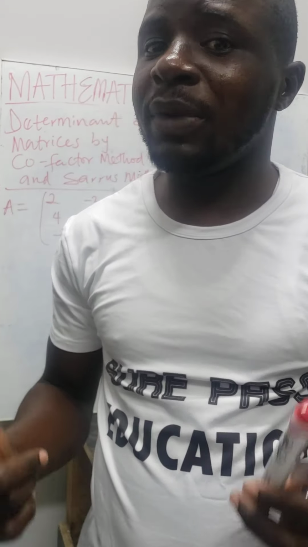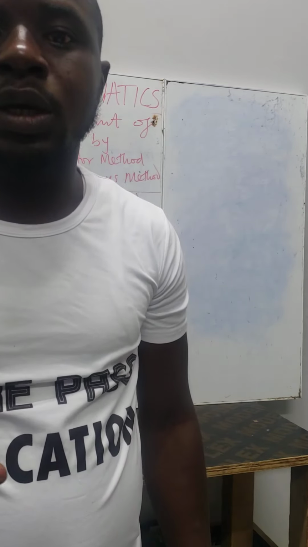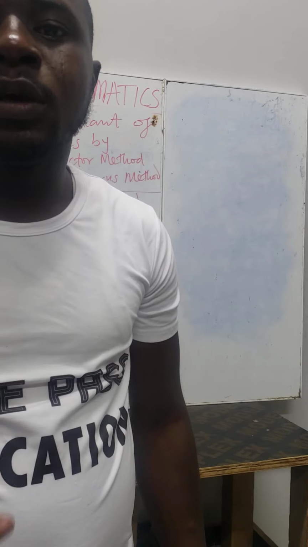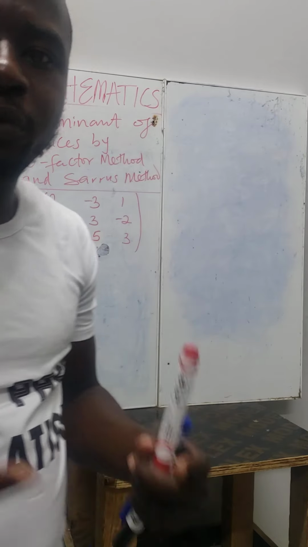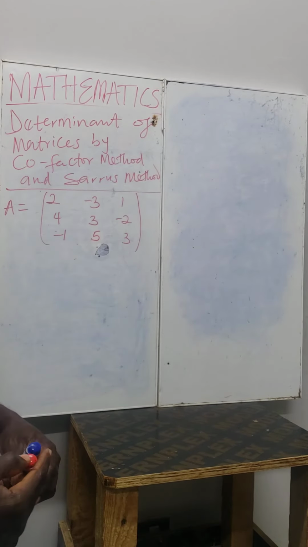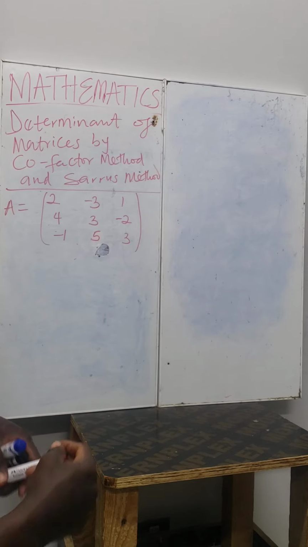In our today's class, we shall be applying the cofactor method and the Sarrus method to find the determinant of a 3 by 3 matrix. We want to find the determinant of a 3 by 3 matrix using two methods today. We are going to be using both the cofactor method and the Sarrus method. Let's first of all take the cofactor method, the same question. Thereafter, we are going to apply the Sarrus method.